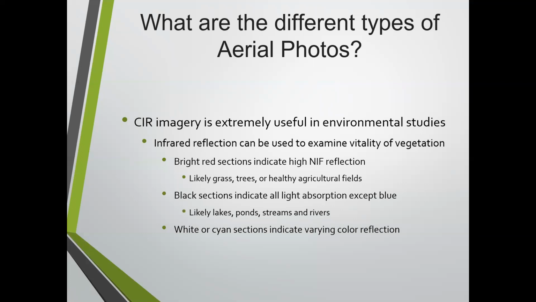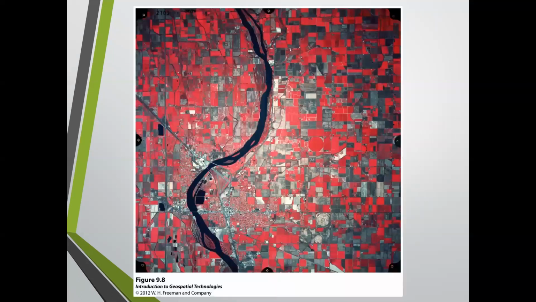White or cyan usually indicate varying color reflection. That could be different things, but it might be developed areas, rooftops, roadways, and barren fields. So this is an example of a picture using that technology, taken with infrared. This is a color infrared aerial image of an area of Idaho.